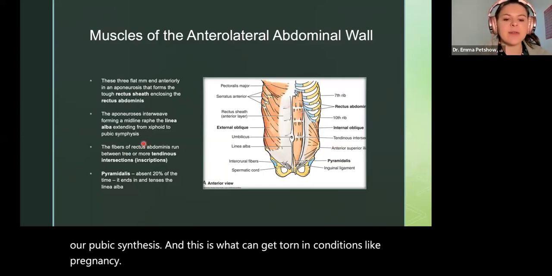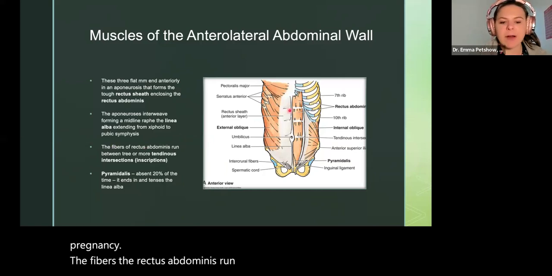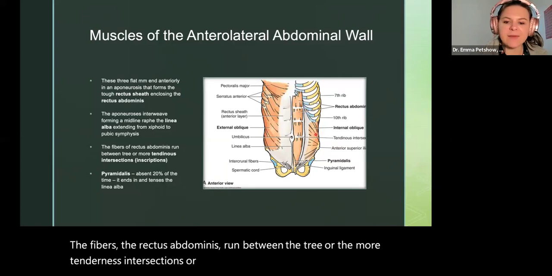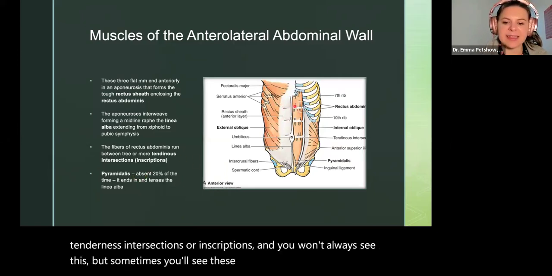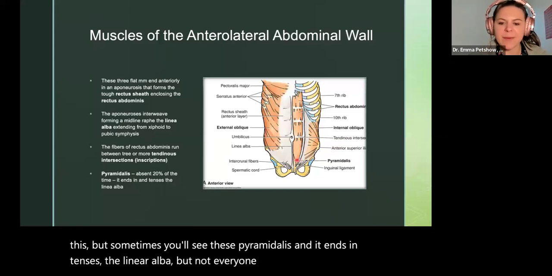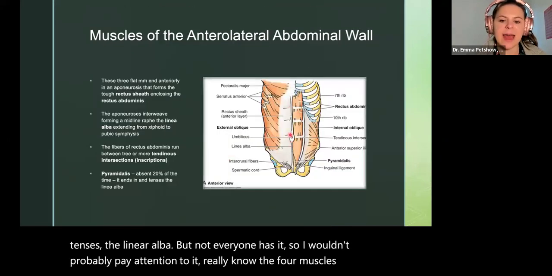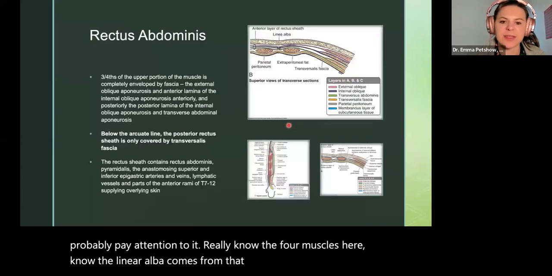The fibers of the rectus abdominis run between the more tendinous intersections or inscriptions. And you won't always see this, but sometimes you'll see the pyramidalis, and it ends and tenses the linea alba, but not everyone has it, so I wouldn't probably pay attention to it. Really know the 4 muscles here. Know the linea alba. It comes from the aponeuroses from those muscles.